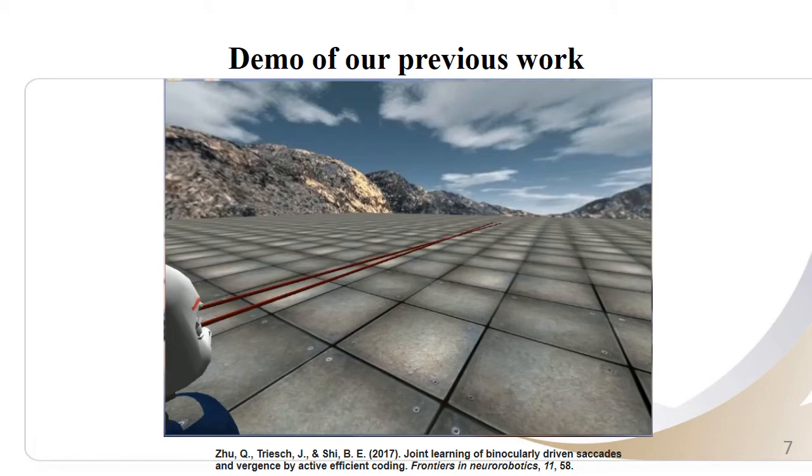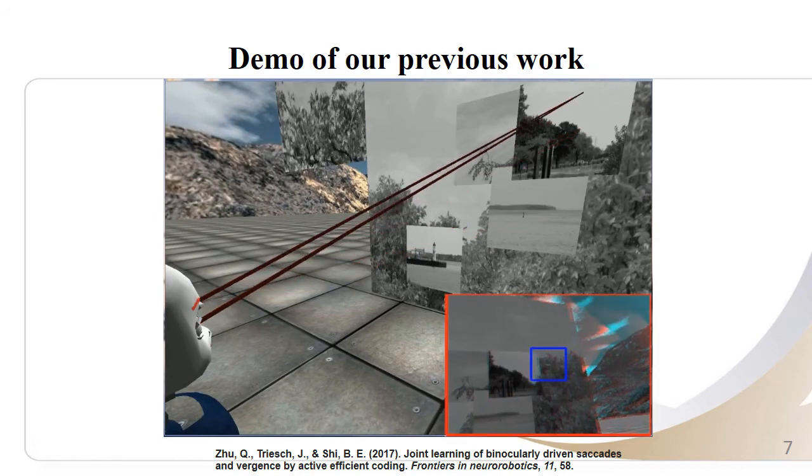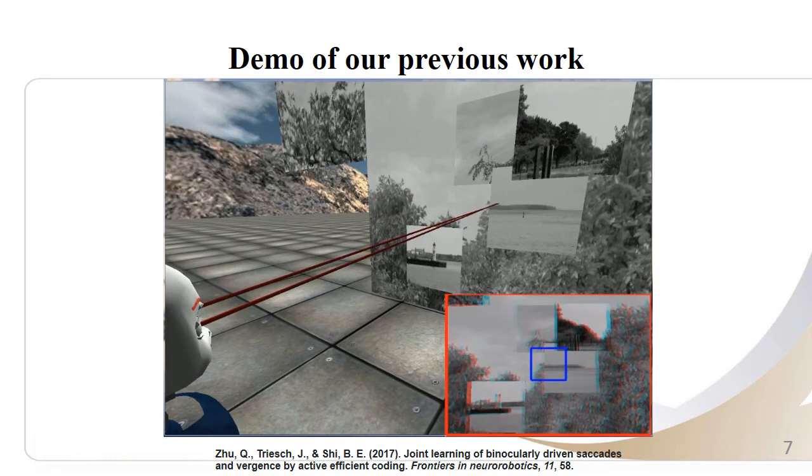Here we show a demo of our previous work. In this work, we use the same training environment, which is the ICAP simulator. In the video, we use the two red rays to represent the gaze direction of the robot. In the right bottom window, we show the anaglyph images of the left and right eyes.